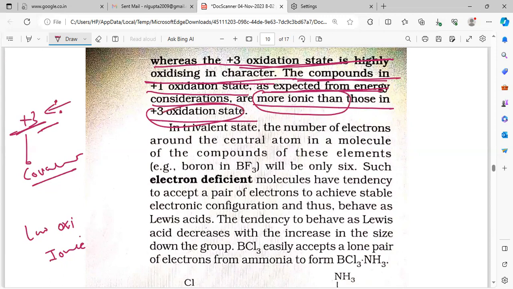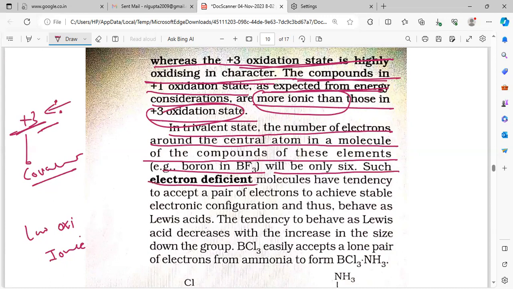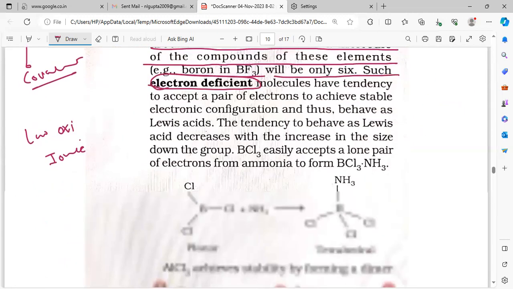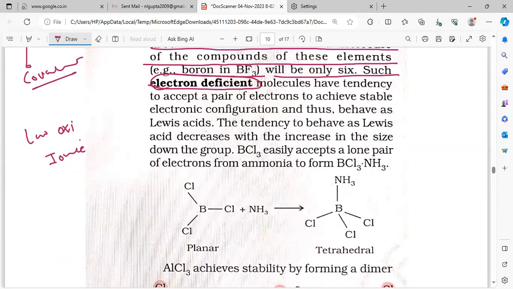Here you see, in the trivalent state, the number of electrons around the central atom in a molecule of the compound of these elements, like boron in BF3, will be only 6, so it is electron deficient. Molecules like BH3 also, that is what we studied, an electron deficient hydride. Halides are also electron deficient, 6 electrons are there. Such molecules have a tendency to accept a pair of electrons to achieve a stable configuration.